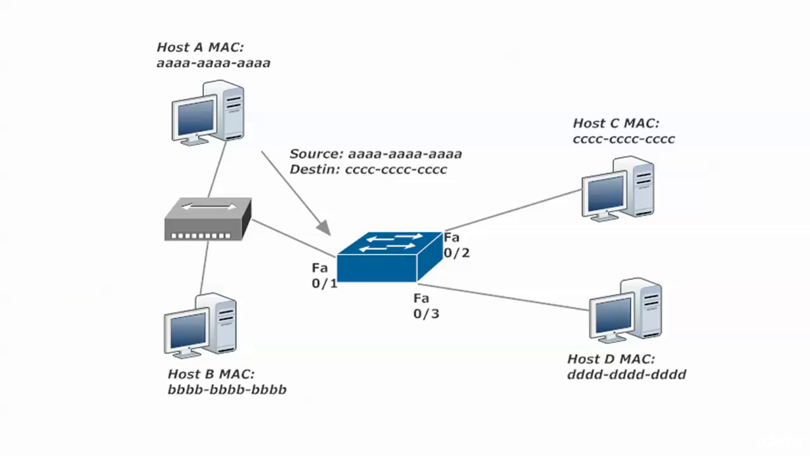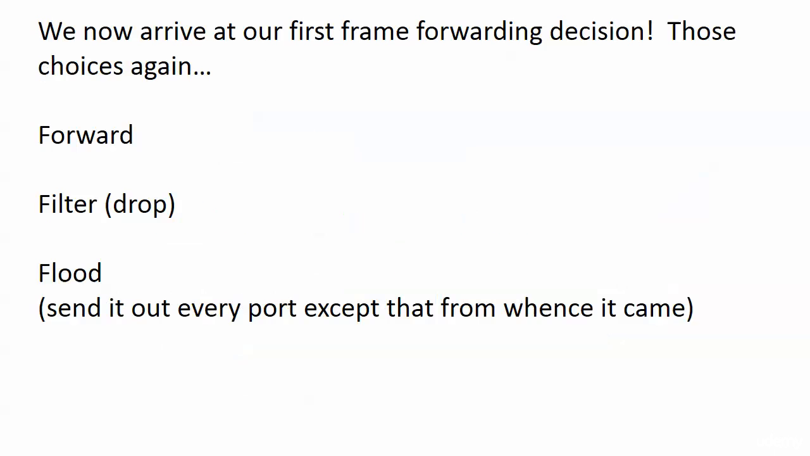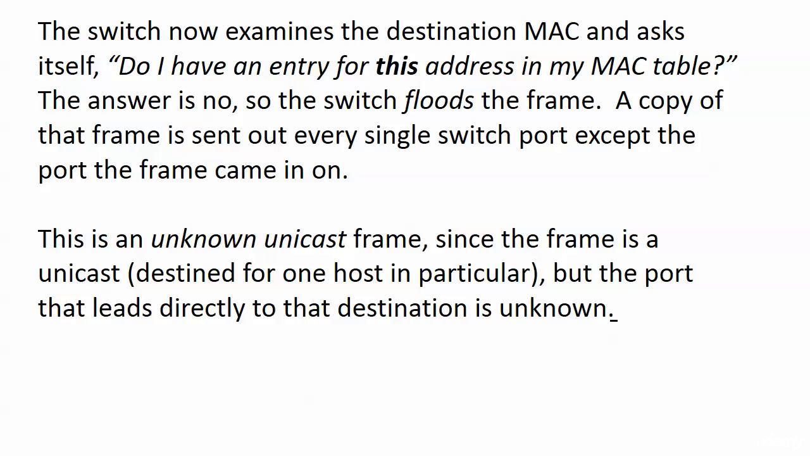So now, let me go back a bit. The destination is host C's address, and the switch has to make a decision: what do I do with this frame with the destination of host C? Those choices again are forward it, filter it, which means to drop it, or flood it, which is to send it out every port except the one it came from. When this decision comes up, the switch looks at the destination MAC address and says to itself, do I have an entry for this address in my MAC table? And the answer still here is no. So the switch in this case would flood the frame. A copy of that frame is going to be sent out every single switch port except the port the frame came in on. And this is not an unusual case.